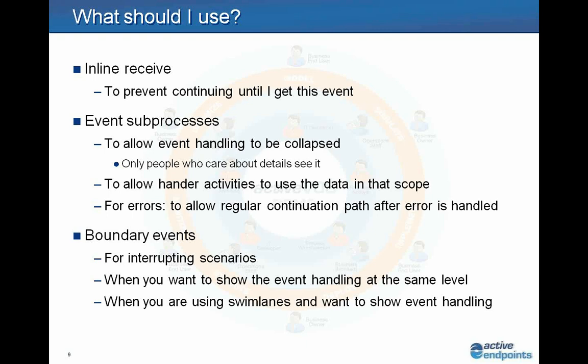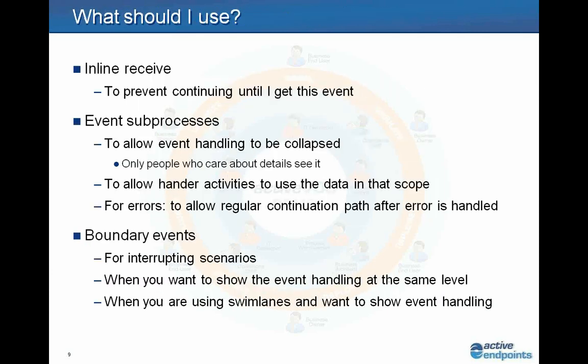So boundary events are useful for interrupting scenarios. You can't use event subprocesses for anything that will interrupt. Use boundary events when you want to show activities at the same level as the activities that the boundary is on. And then finally, and this is kind of a special case of number 2, when you're using swim lanes, and you want to say, after 2 hours, escalate to this other guy. You want to represent this other guy on a different swim lane. And you can't do that if you're using event subprocesses. So that is really useful.